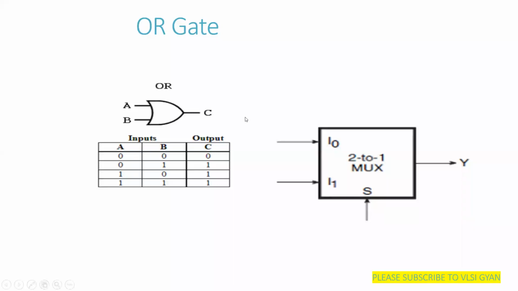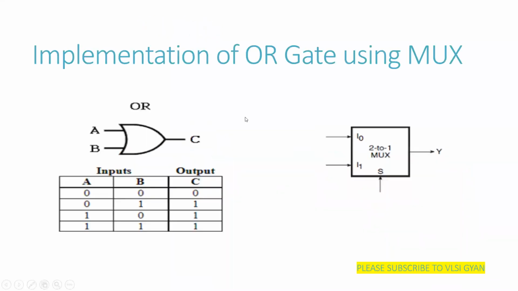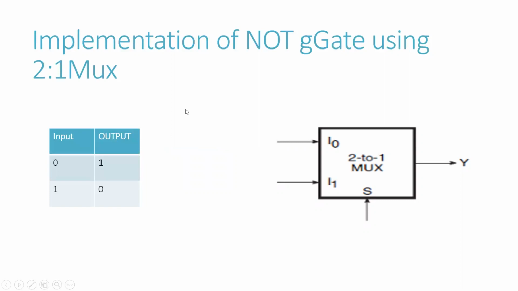So now I want something from your side. Please pause the video and try to write the implementation for the NOT gate. NOT gate is very simple. So I want all of you to write the implementation of the NOT gate using a 2:1 MUX. So friends, we can see that for a NOT gate, when we have the input as 0, we get the output as 1. And when we have the input as 1, we get the output as 0.